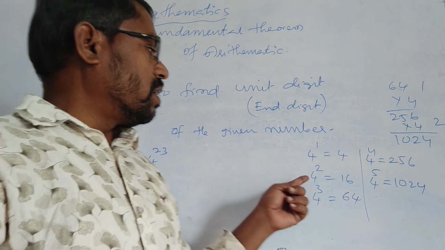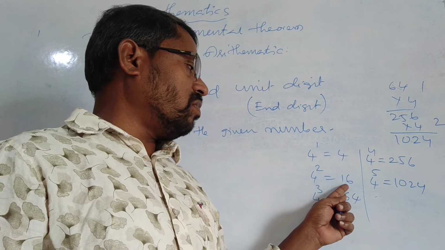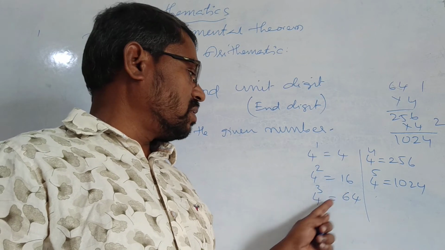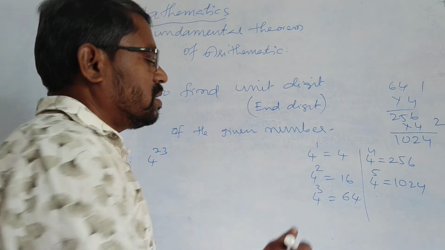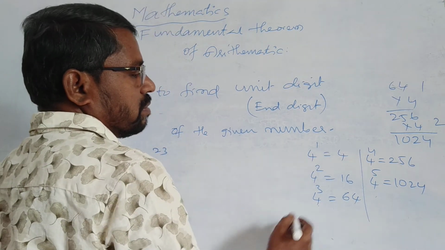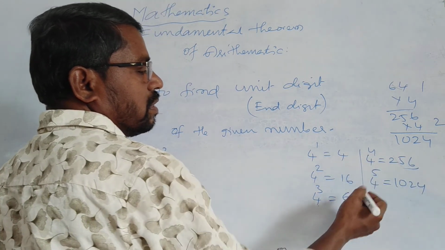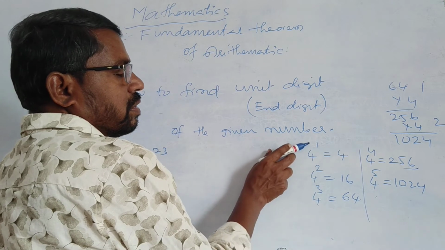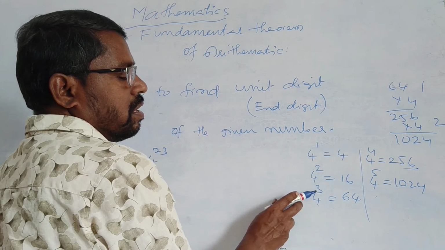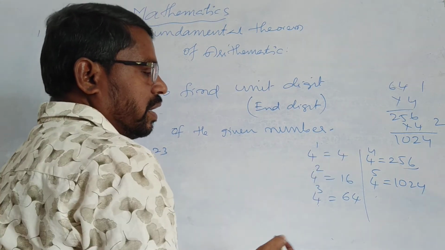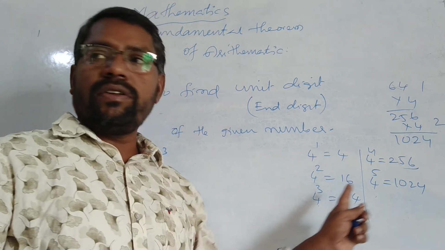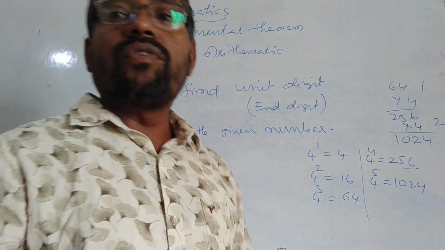Is it right? Now 4 power 2, how much will you get? The end digit is always 6. 4 power 3, the end digit is again 4. Again see, this is odd, this is even, this is odd, this is even. So for odd powers we are getting end digit 4, for even powers we are getting end digit 6.